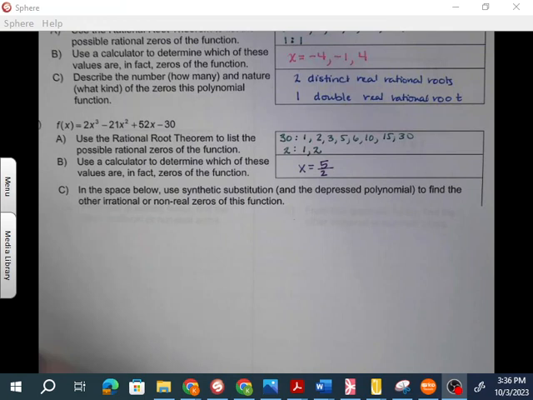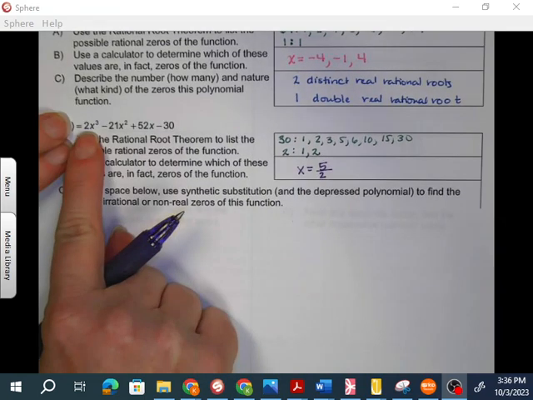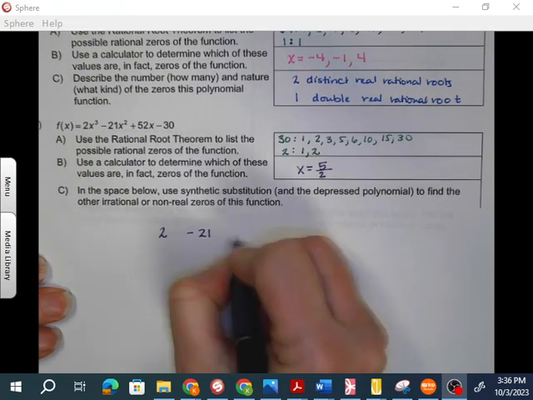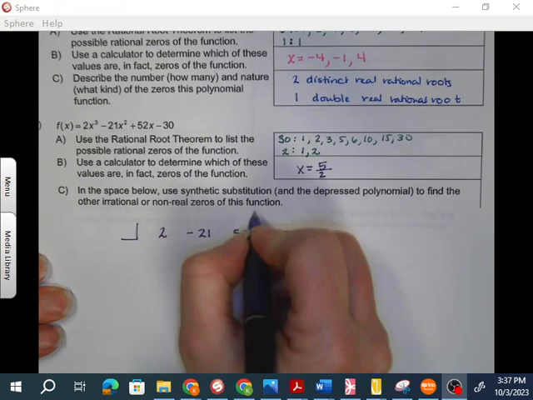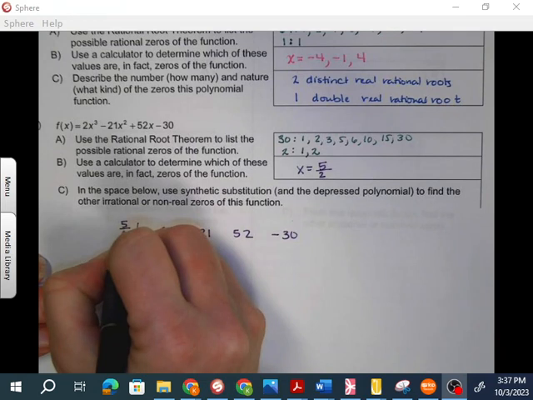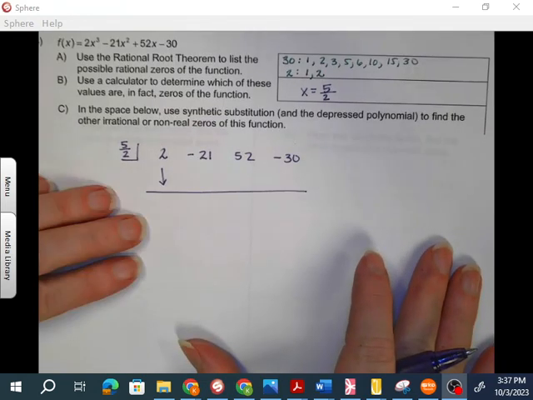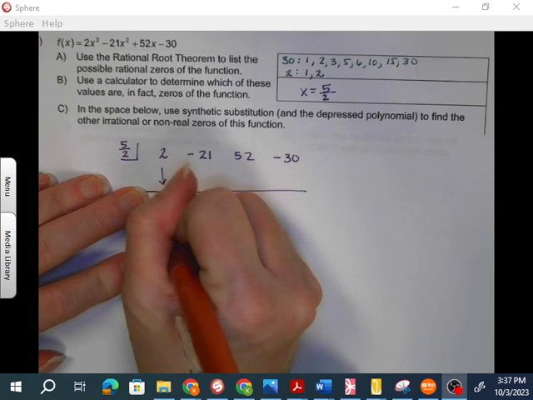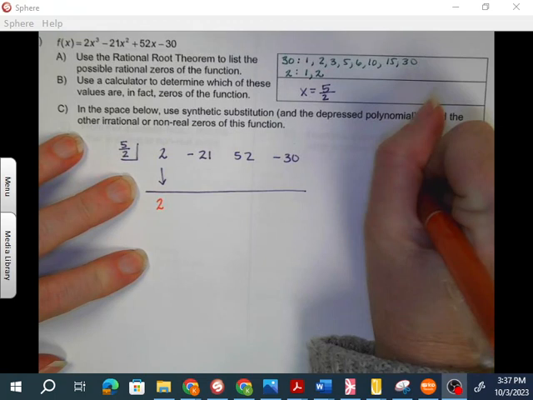So we're going to use the one rational one that we have, and we're going to synthetically divide. So I'm going to set up my coefficients: 2, negative 21, 52, and negative 30. I use the 0 that I know, 5 halves, to synthetically divide. All right, does everybody have it set up? Yes. All right, so remember the first step of synthetic division is to drop that lead coefficient. And after you do that, you multiply.